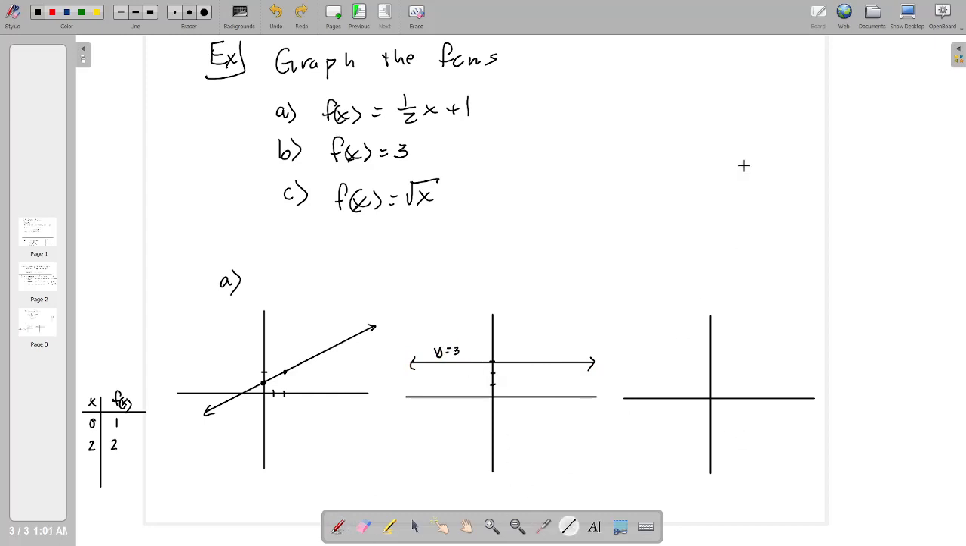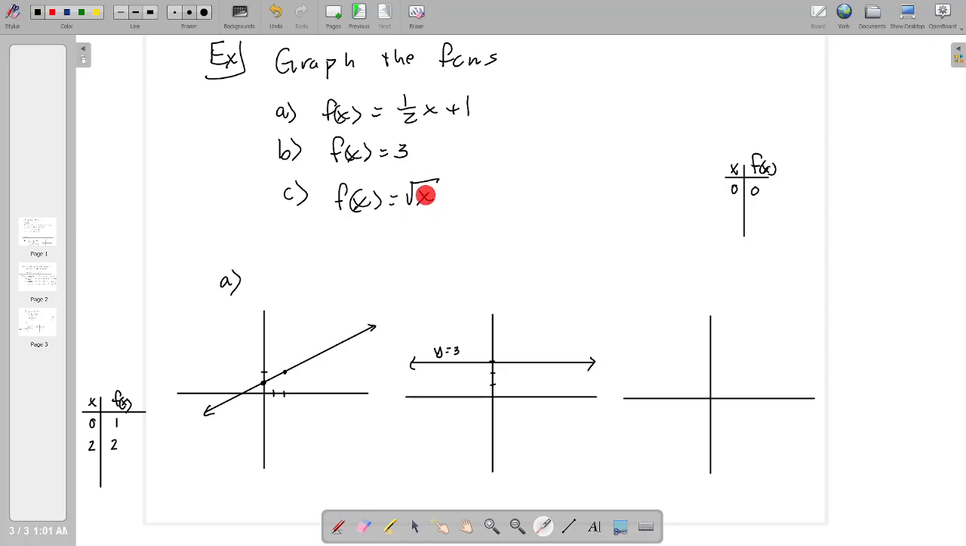For part C, I'm going to plot some very specific x values. I'll try to explain why I'm doing it in this way. So let's start with x equals 0. And I'm choosing 0 because 0 has a nice square root. So the square root of 0 is 0. So we end up with 0, and f of x will also be 0.